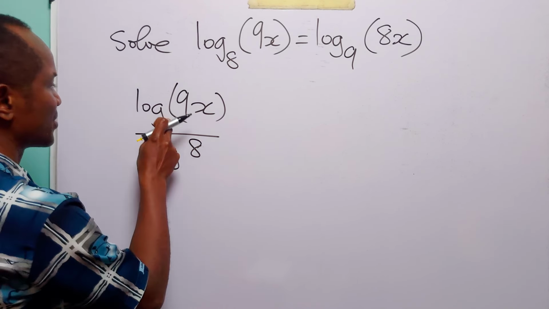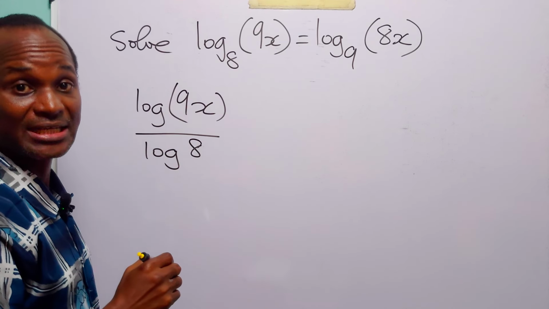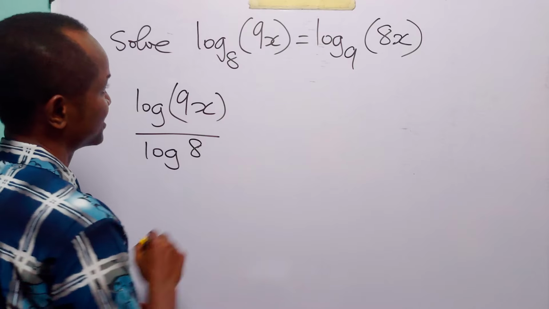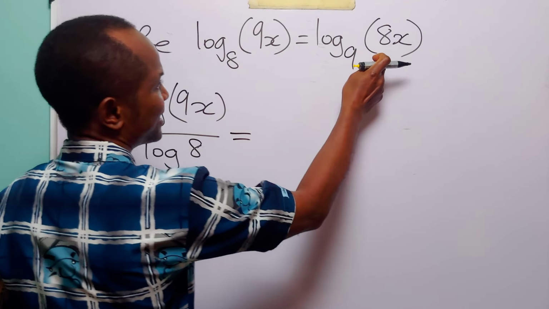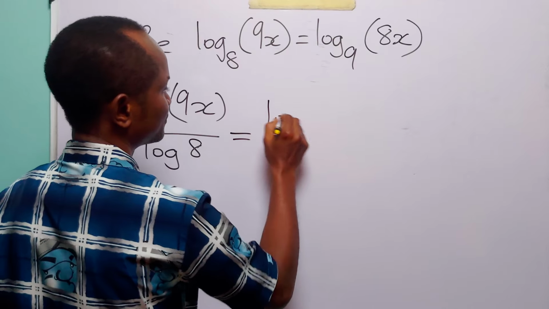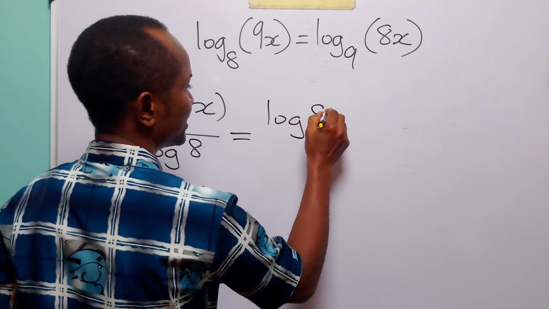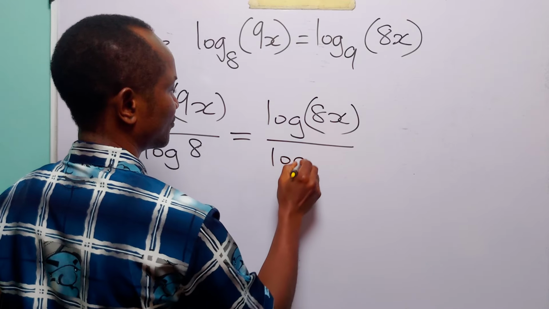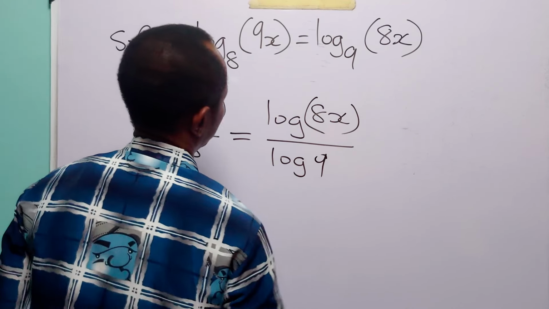Of course, you know that when we write log without specifying the base, it means we are working in base 10, common logarithms. And when we apply the change of base formula for logarithms to this right-hand side, we have log 8x divided by log 9.